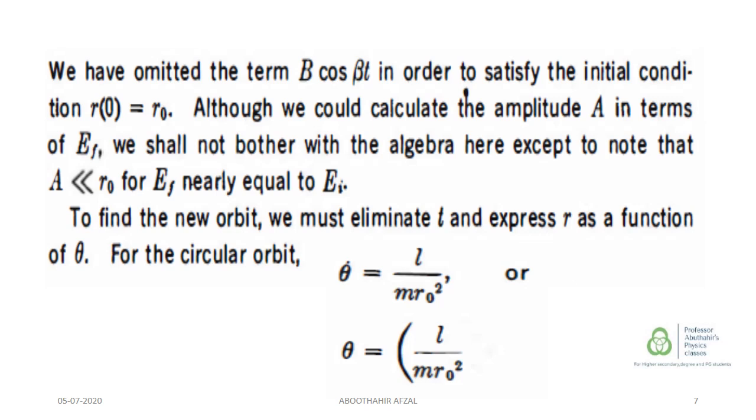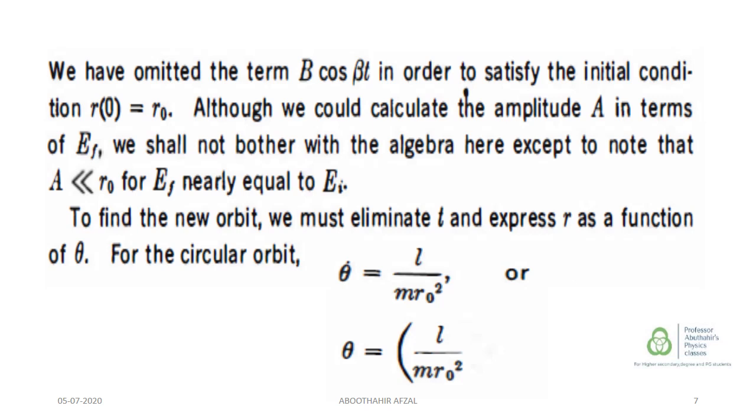Although we could calculate the amplitude A in terms of E effective, we shall not bother with the algebra here, except to note that for R0 very much greater than A, E_F is nearly equal to E_I. Since we assume that the final kinetic energy is also very close to the initial kinetic energy of the satellite, the initial total energy of the satellite, we can leave that discussion also. Now we are going to find the new orbit of the satellite.